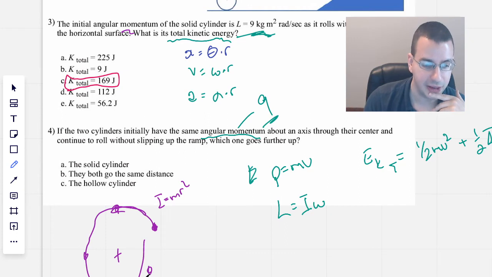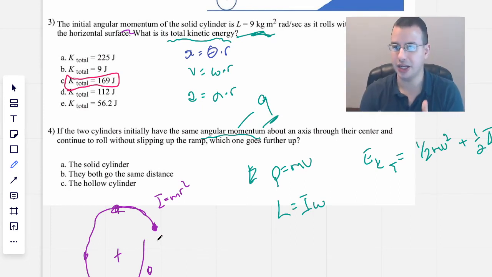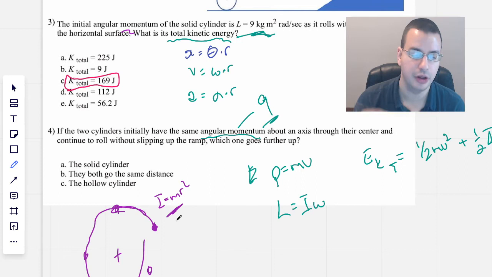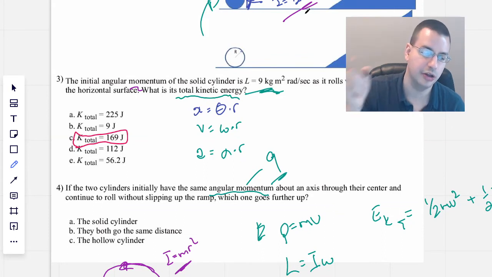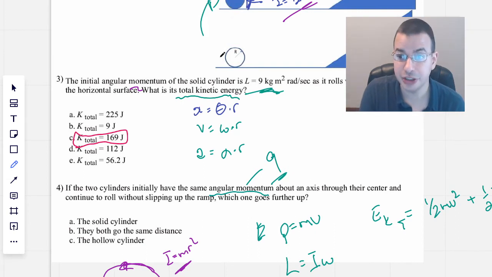So one way to think about it is you have a dot, that's mr squared, and you have a hollow cylinder, that's just a whole bunch of dots arrayed in a circle of the same radius, which is then mr squared. So for a solid cylinder, moment of inertia was 1/2 mr squared. For a hollow cylinder, it's going to be mr squared, double what it is for the solid cylinder.